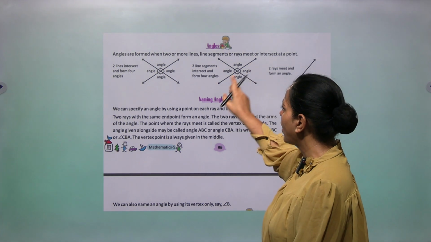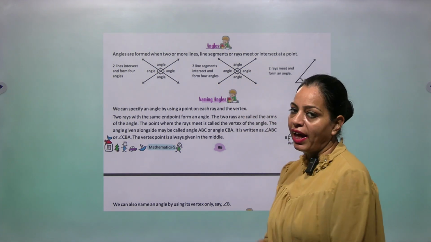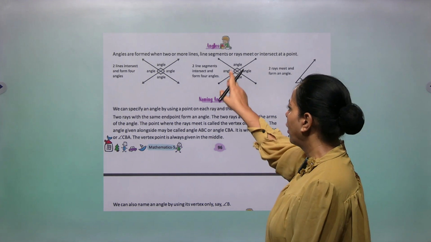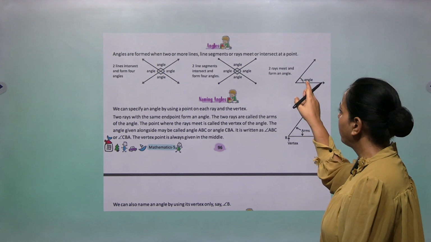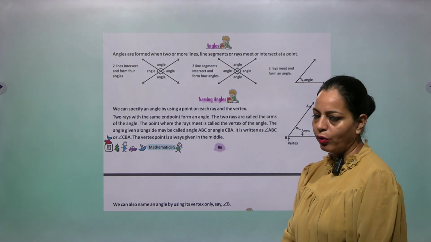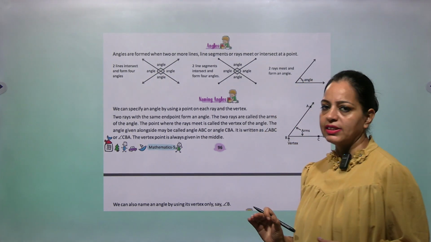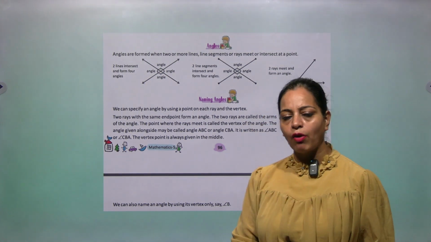Here you can see two line segments. यहाँ पे हमने line segments को show किया है and they are making angles also, and then we are showing two rays, they are making one angle over here. Okay, naming angles. Now we have seen how angles form.